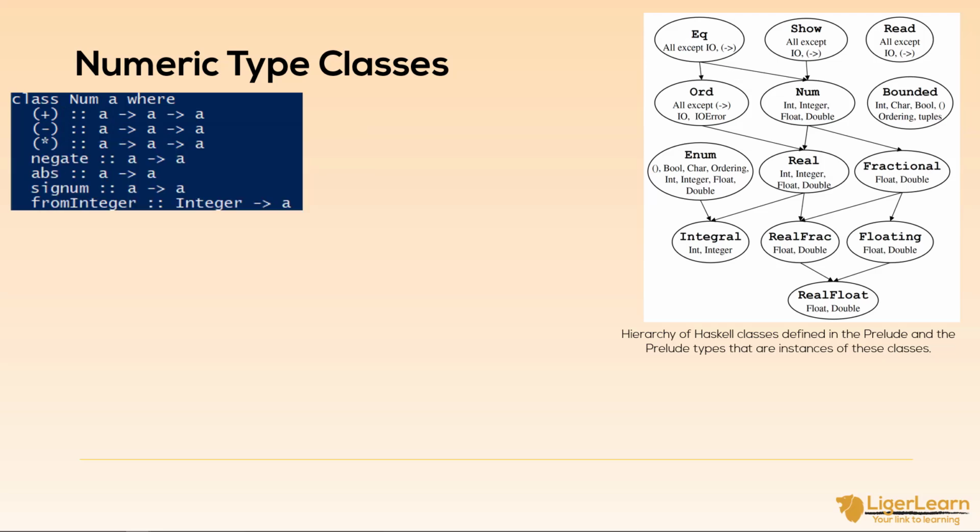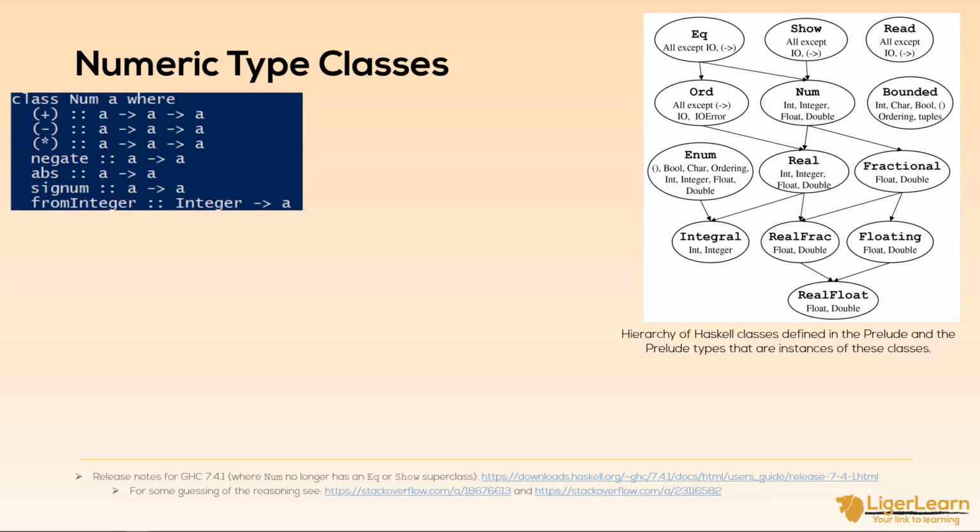Well, that is because the folks implementing the Glasgow Haskell Compiler are being a bit cheeky, and since about 2012 have decided not to follow the specification completely. They have their reasons, and if you want to know more, you can check out the links in the footer. But if we look at Eq and Show in the type class hierarchy, we can see that all types except IO and the weird arrow type, which I said we can ignore, define instances.